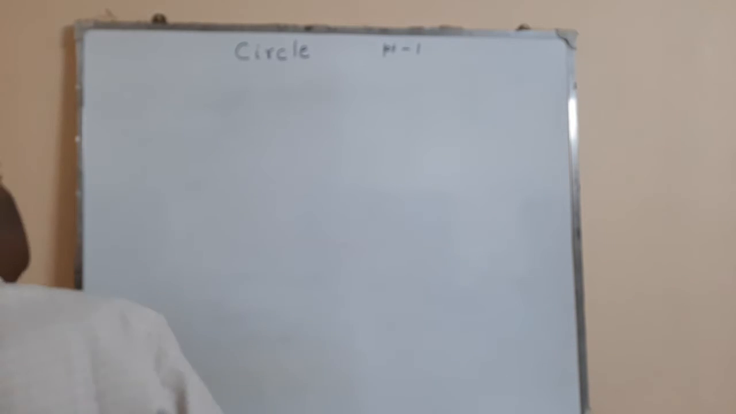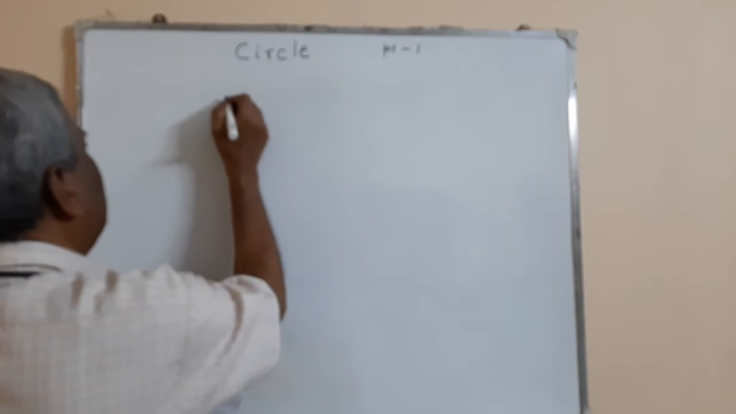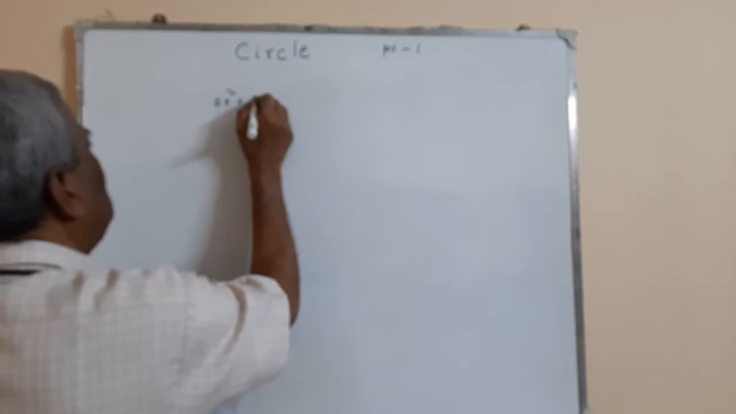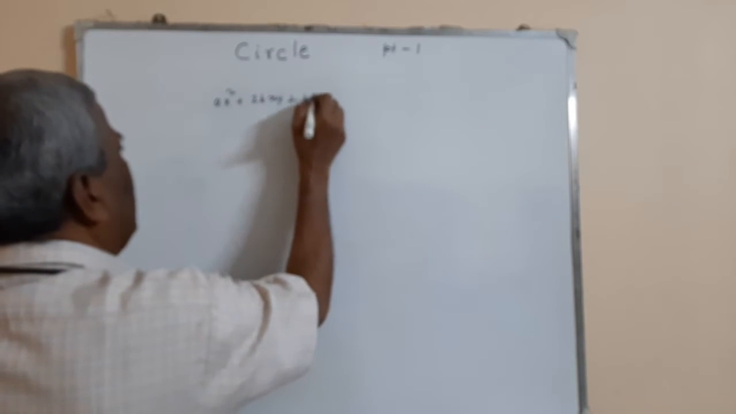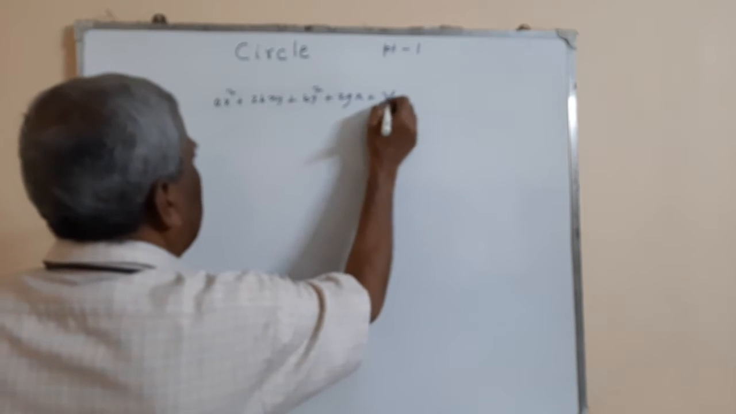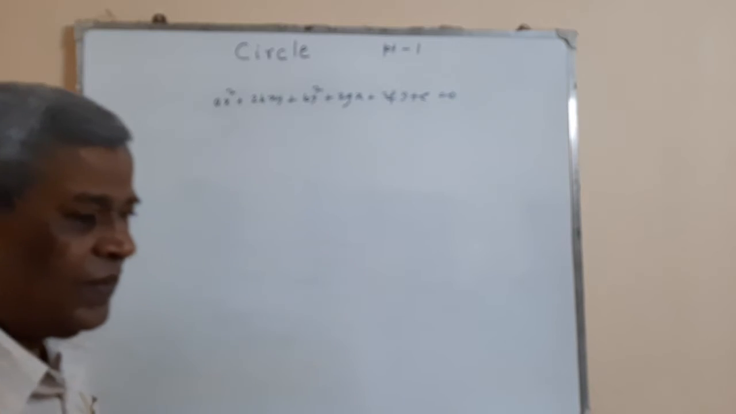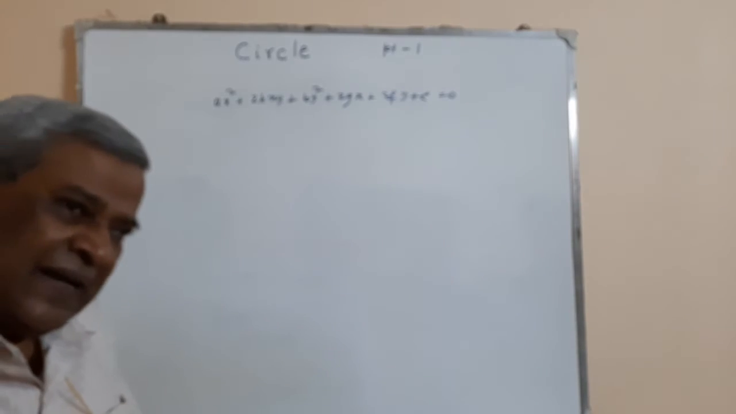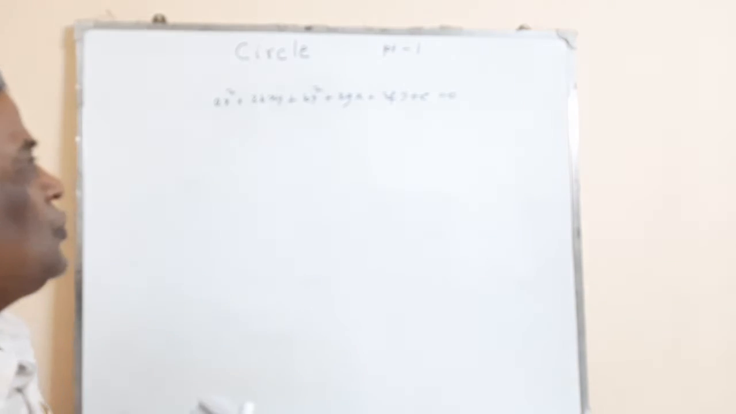Let us discuss that this one, ax square plus 2hxy plus by square plus 2gx plus 2fy plus c is equal to 0. This is called the general equation of second degree. A circle actually represents a second degree equation.